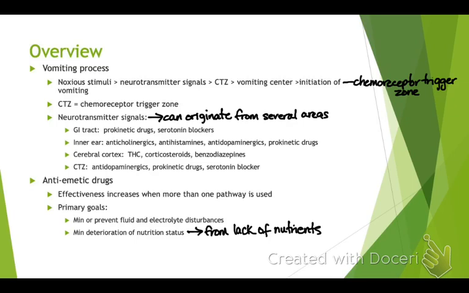And your chemoreceptor trigger zones are also specific neurotransmitter signal sites, and your antidopaminergics, your prokinetic drugs, and your serotonin blockers affect these chemoreceptor trigger zones. So that's where these trigger zones actually originate from. Your anti-emetic drugs' effectiveness increases when more than one pathway is used.